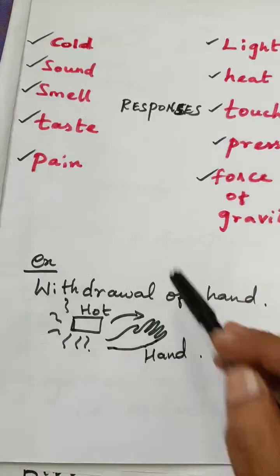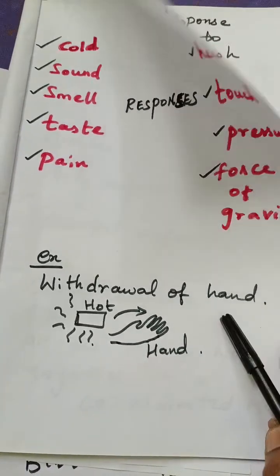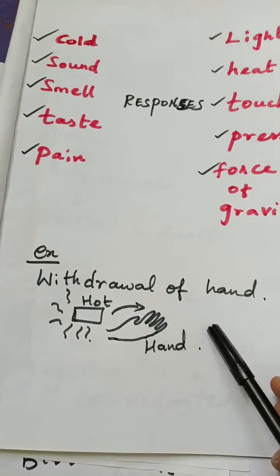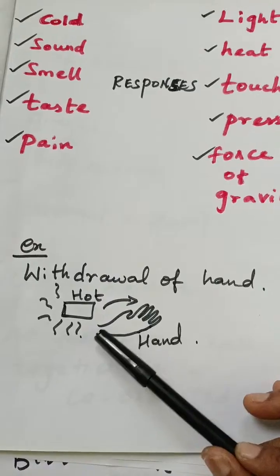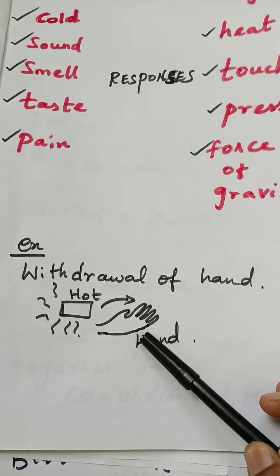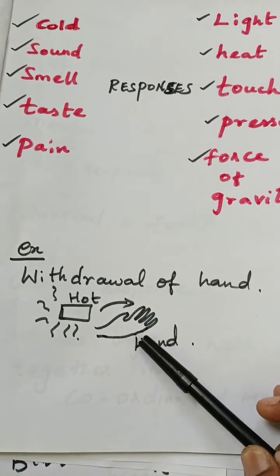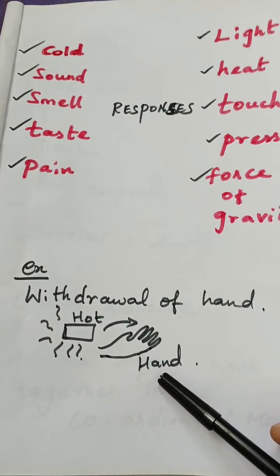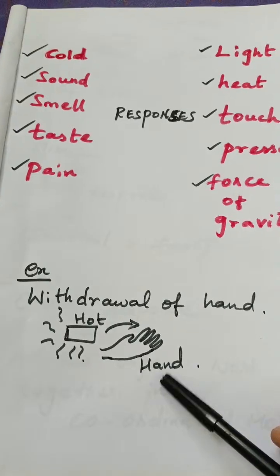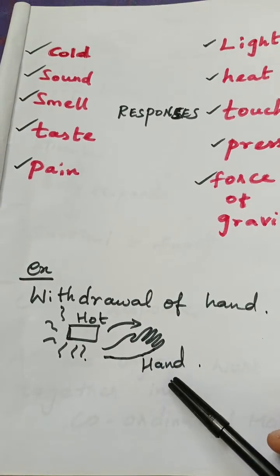So just now I told you an example for the stimulus and the response: the withdrawal of the hand. When you touch a hot object, your hand will move away. You would have experienced this in your daily life itself. Go and help your mother in the kitchen. Daily she will be experiencing this withdrawal of the hand from a hot object.